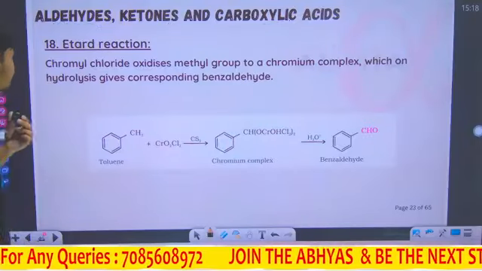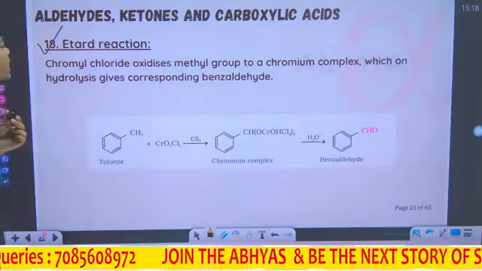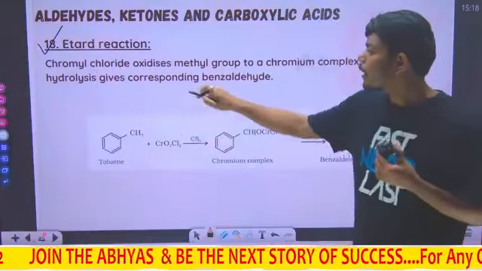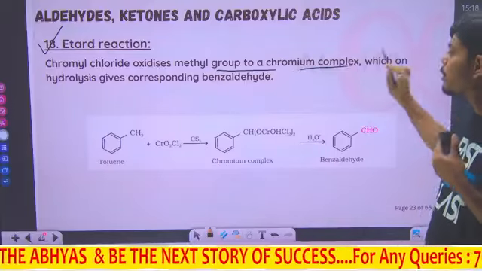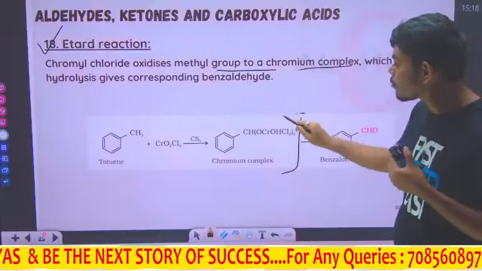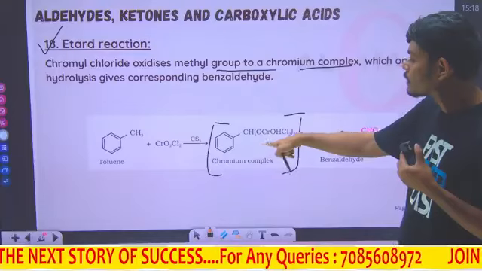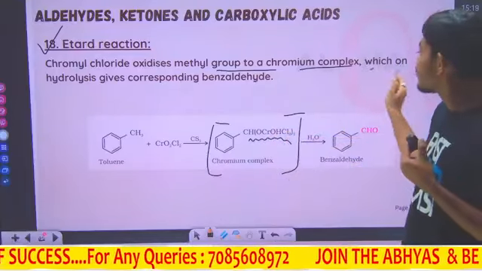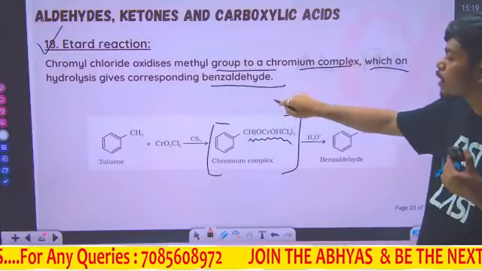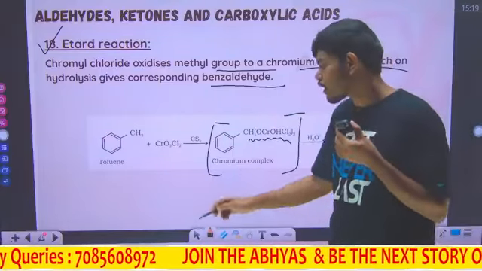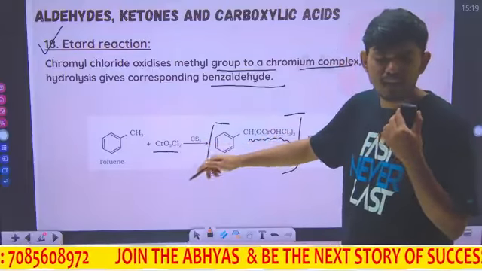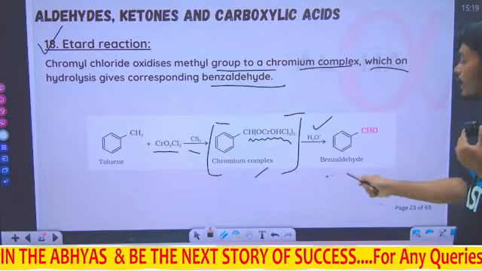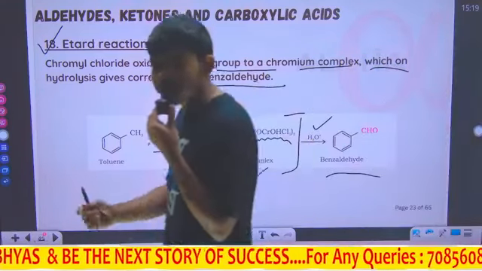Moving on, we have Etard reaction. Etard is also to prepare benzaldehyde from toluene, I guess. Chromyl chloride oxidizes the methyl group to a chromium complex. This is your chromium complex, and yes, you have to know the whole thing. You have to learn it. What group is attached here? OCrOHCl2 whole bracket 2, which on hydrolysis gives the corresponding benzaldehyde. You react it with chromyl chloride, and carbon disulfide is your solvent. It gives this complex, and after hydrolysis, you will get benzaldehyde. A CHO group will be introduced into your benzene ring.